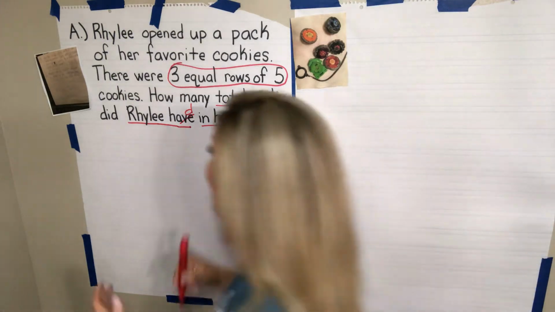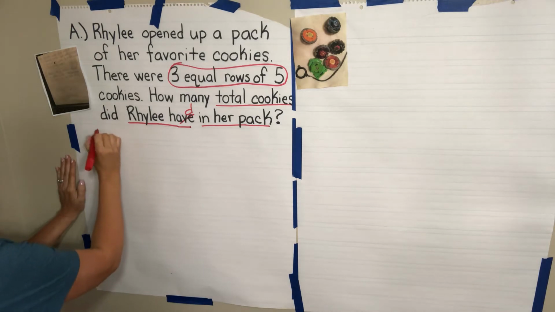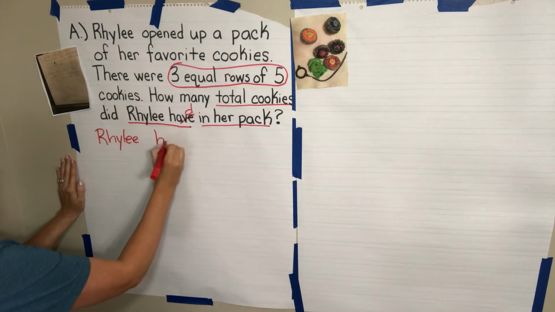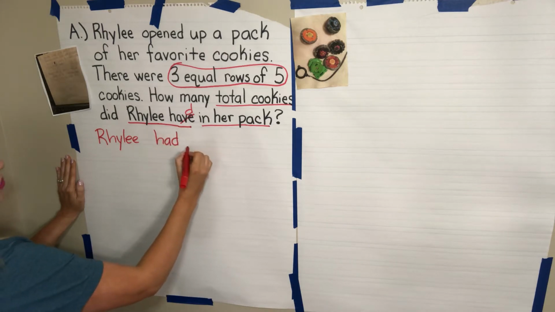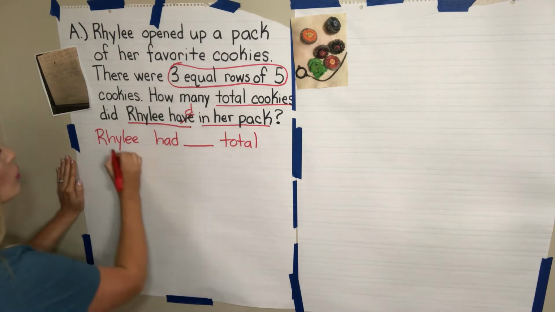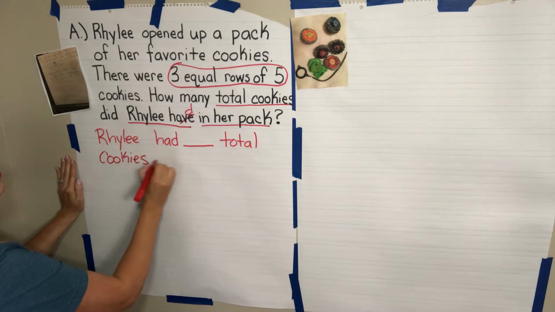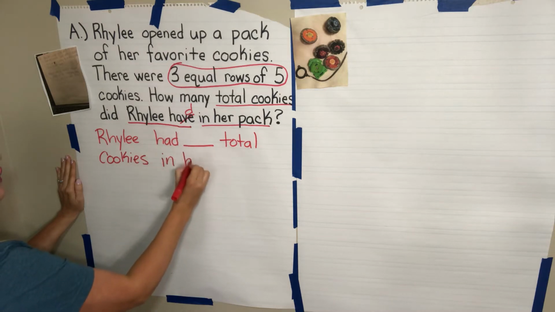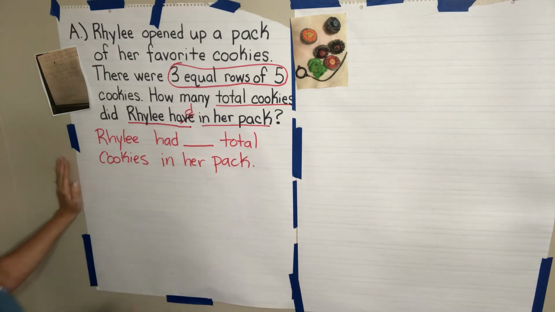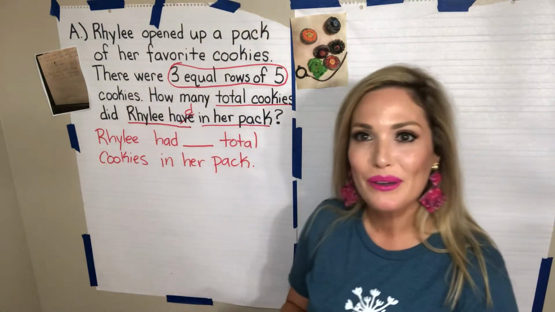I'm going to do mine now. You do yours. Rhylee, or Miss Smith, had blank total cookies in her pack. You use the words straight from that question into your answer statement, okay?